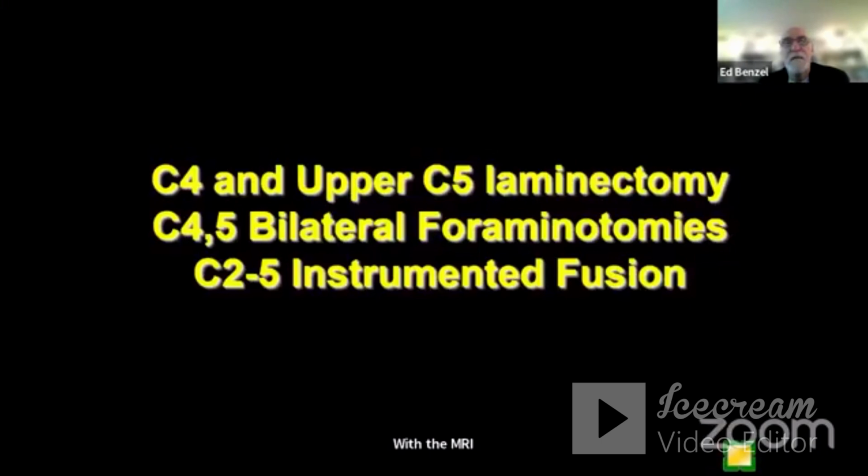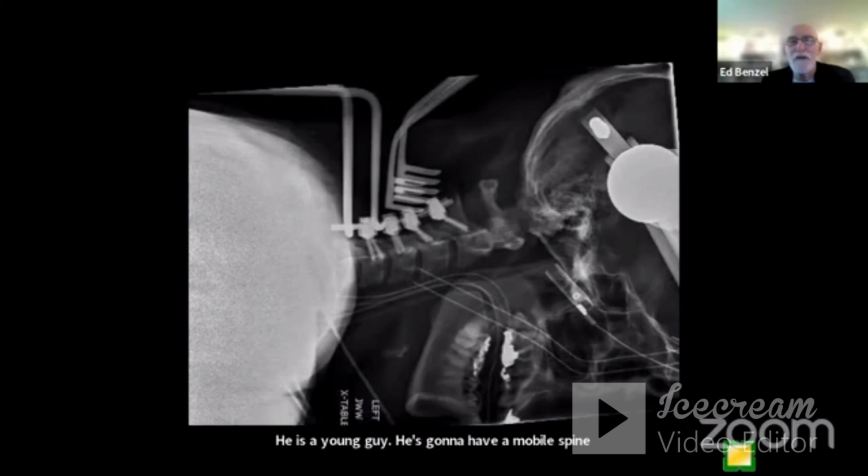We did a C4 and C5 laminectomy with bilateral foraminotomies and C2 through 5 instrumented fusion. I had multiple partners tell me I wouldn't be able to get away with this. But I said, he is a young guy. He's going to have a mobile spine. So we put screws into the C2 to C5 levels and then simply pushed the spine forward in the middle and engaged the screws, which we had already placed.